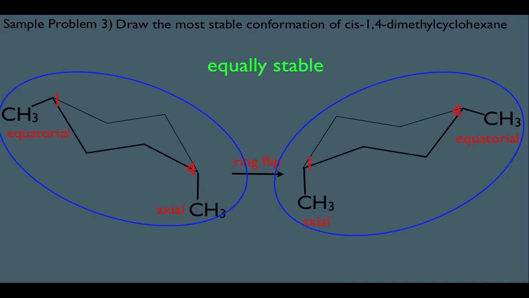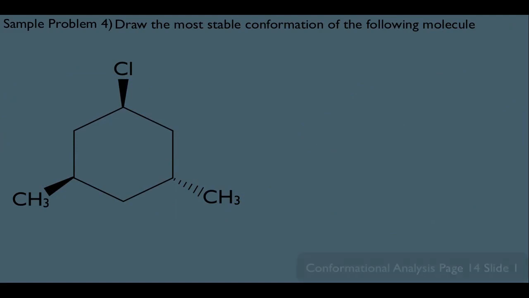Now, let me show you another problem here. Sometimes on a test, they'll represent a molecule this way, and they'll ask you which one is the most stable conformation of this molecule. Well, notice it's a 6-membered ring, so it's definitely some kind of chair structure.